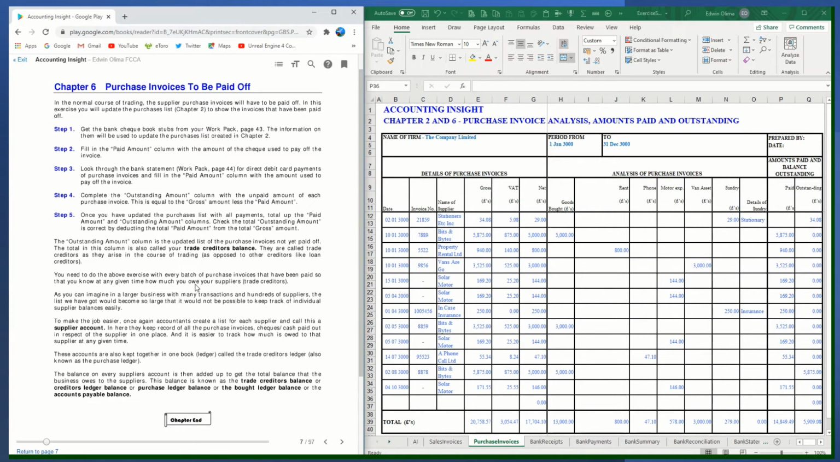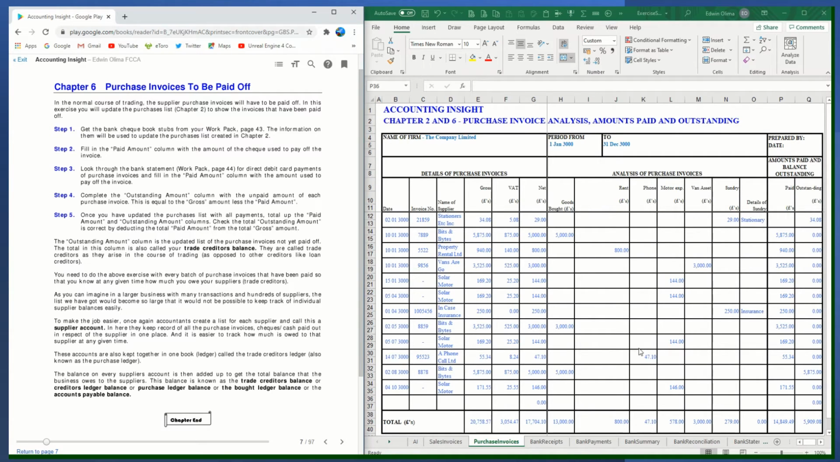So I'm going to talk a little bit more about what it is you're seeing here. This, as we alluded to, is a trade creditors balance, showing you the total amount that you owe your trade creditors. They're called trade creditors because they're persons or businesses that you end up owing money to in the process of your business trading with them, i.e. buying goods and services from them for your trade.